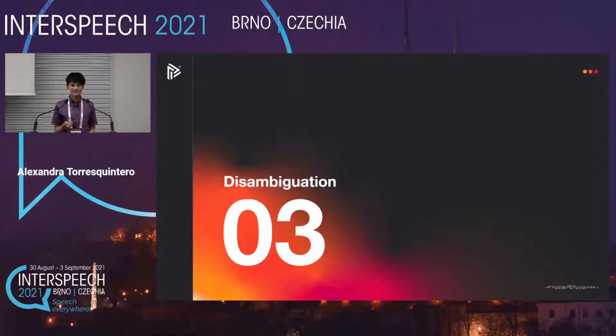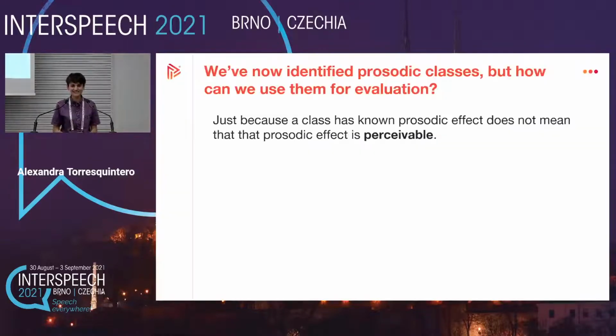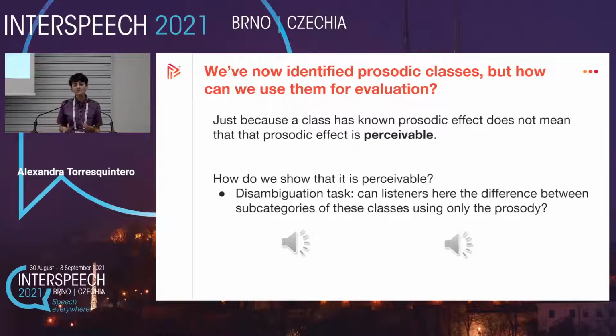Great. So moving on to disambiguation, I've given you a big load of linguistics information. And why is this interesting for us? So just because a class has known prosodic effect, that does not mean that the prosodic effect is perceivable. So when we're generating prosodic speech for TTS, we don't actually care if we can generate happy versus sad. We care if when we generate happy versus sad, the listener can actually hear the difference. So how do we actually demonstrate that that difference is perceivable?